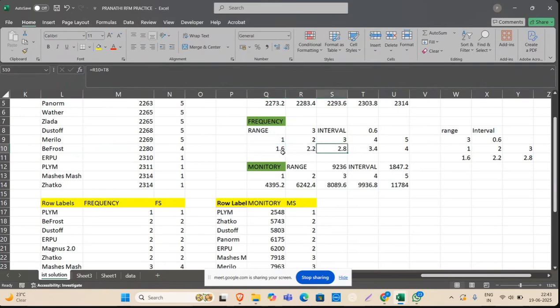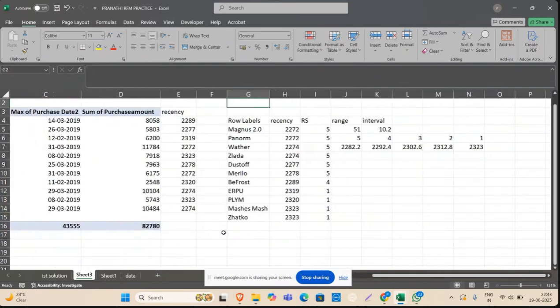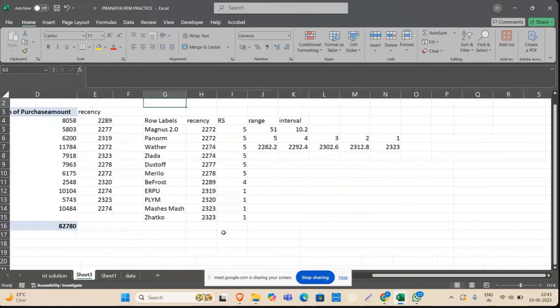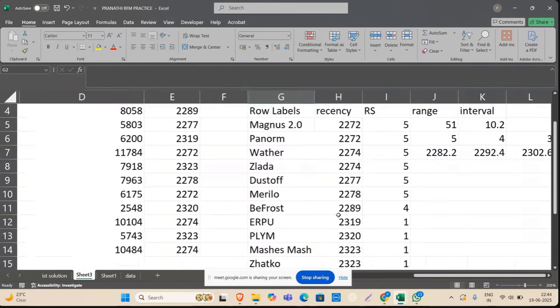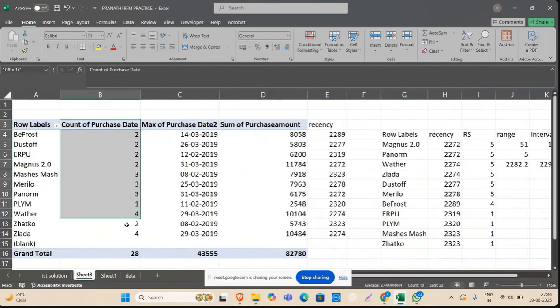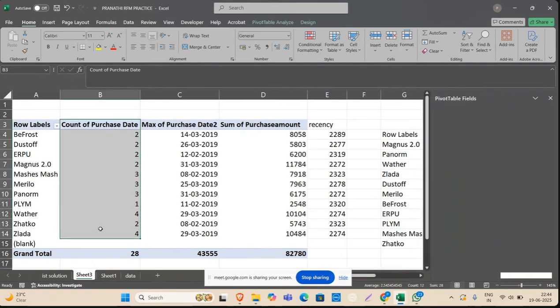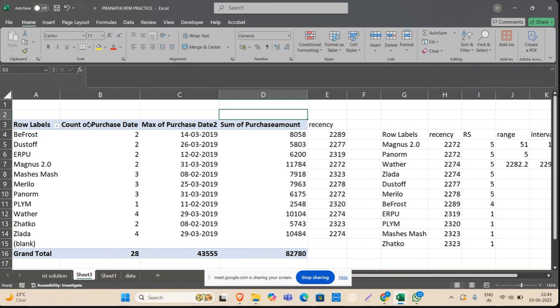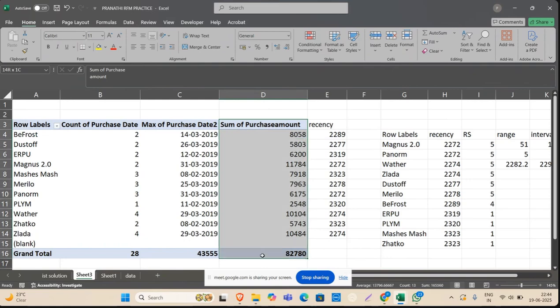Can you go to the previous one, the first one? Left side. When you took this frequency score, you copy and paste this one, row labels and the number of frequency here. We need to take row labels and count of purchase date, that is the frequency. And this is the monetary, sum of purchase amount we will take for monetary.